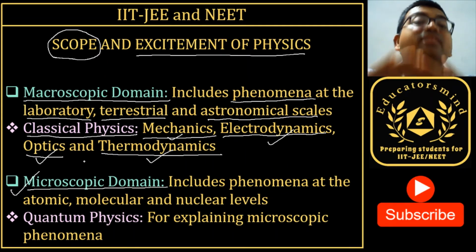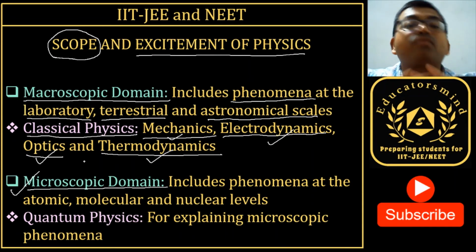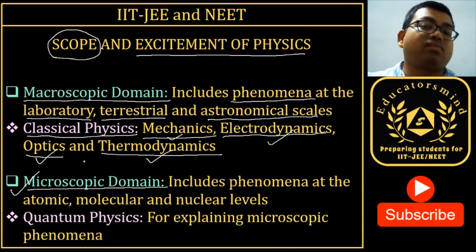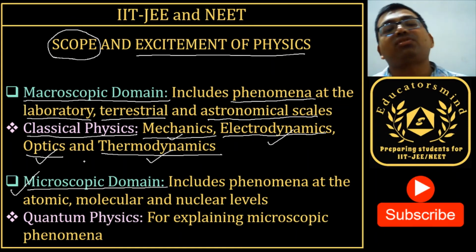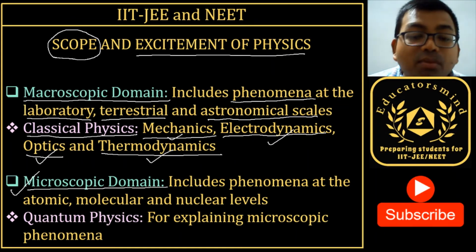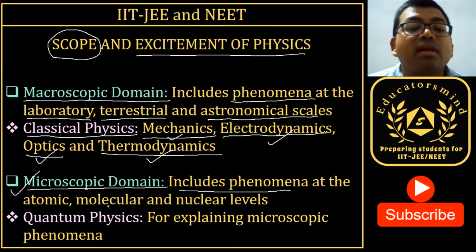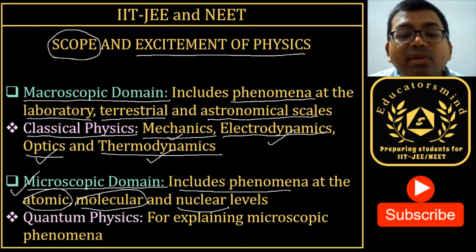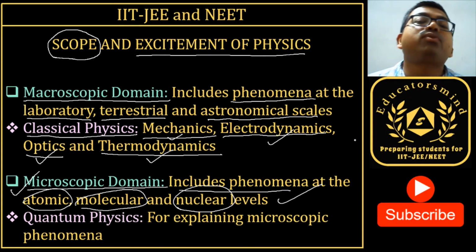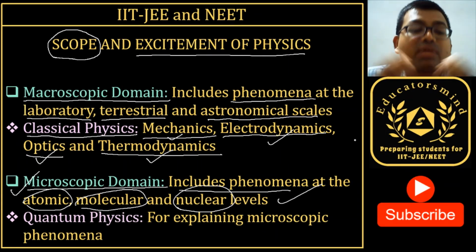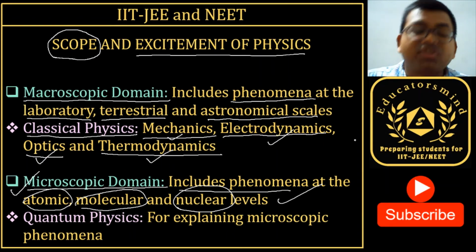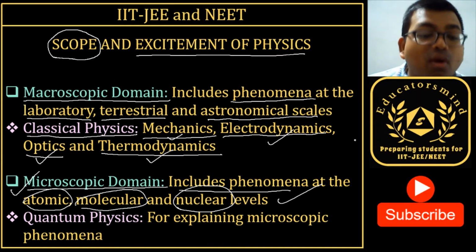This is where the application of physics extends from the lower extreme to the upper extreme. So what is the microscopic domain? It includes phenomena at the atomic, molecular, and nuclear levels. If you go to a very small level, for example the atomic level, the molecular level, the nuclear level, how does physics work there? There is a completely different kind of physics. We call that quantum physics.